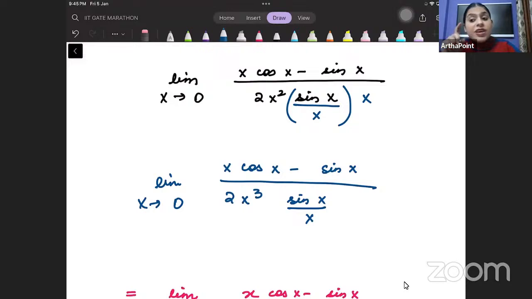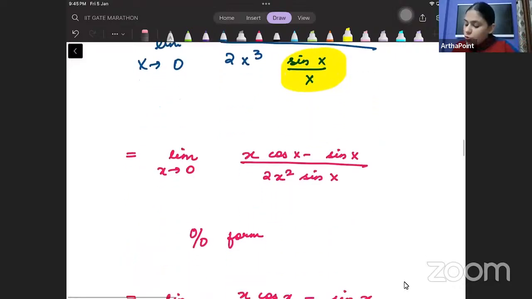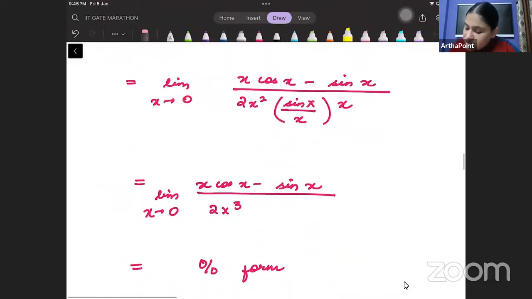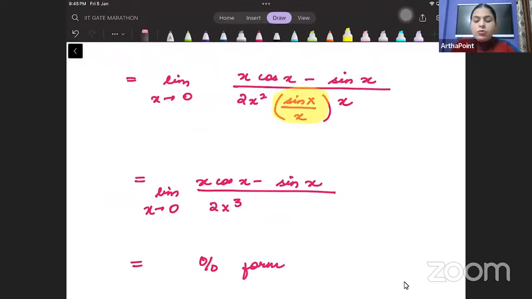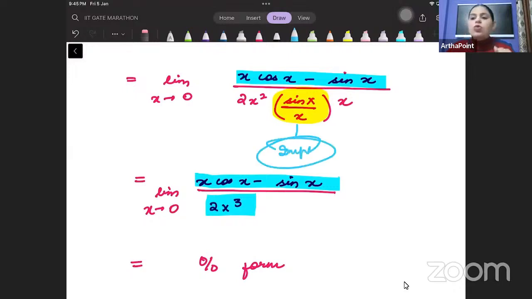Is that clear? We know that this part at least will become 1. Whenever limit x tends to 0 is coming, you will get 1 here, right? So what I am doing is eliminating this part now because I know that this will become 1 and I can just work with the remaining. With the remaining, I will be left with x cos x minus sine x upon 2x cube. This is a very important step to ease out the process. You can do such things.